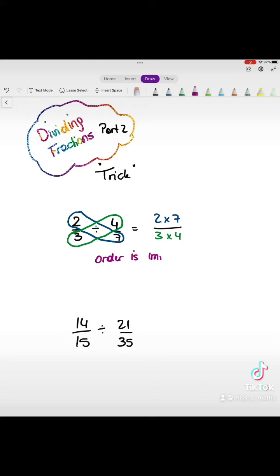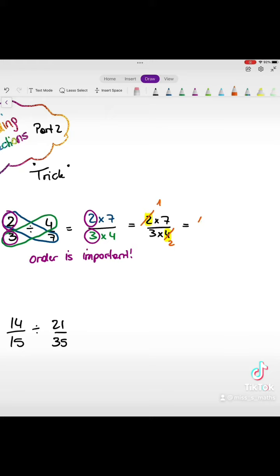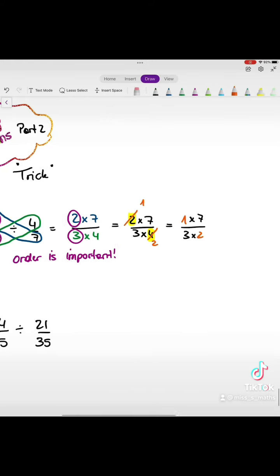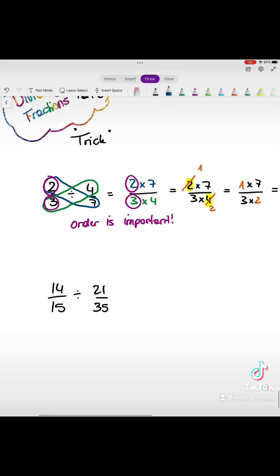So you have to start off with your numerator of the first fraction and multiply it with the denominator of the second one, and then you divide that by the denominator of your first fraction multiplied by the numerator of the second fraction. If you mix that up, so if you start off with 4 times 3 on top, because you start on the right top corner, you've already made a mistake. So that's one thing that I find tricky about this trick.